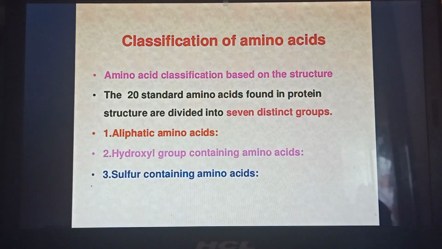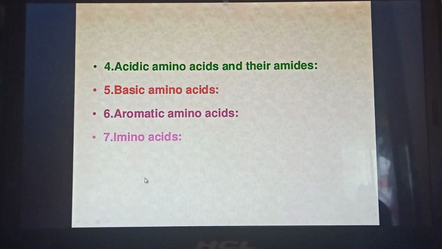Now, the classification of amino acids. The amino acids are classified into different types. 7 distinct groups are there. Based on the aliphatic nature, you can classify them in one class. Based on the hydroxyl group containing amino acids, and on the sulfur, you can classify them as sulfur containing amino acids. Next, if it is acidic, you can call it acidic amino acids, then basic amino acids, aromatic amino acids, and imino acids.